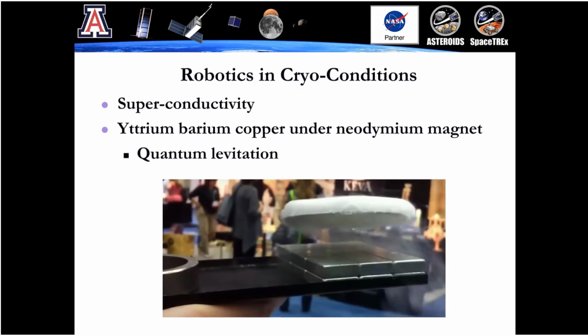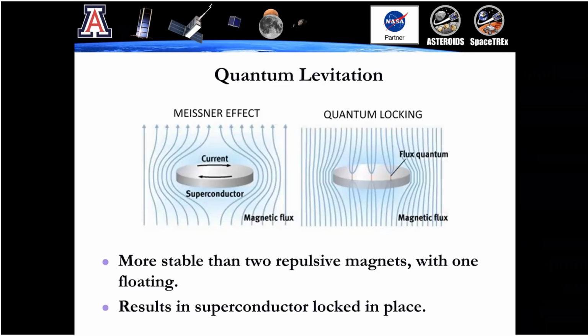Before that, considering that the insides of the module will be at cryo conditions, we need robotics to be able to operate under these very cold conditions. And we expect to use materials such as yttrium, barium, copper under a neodymium magnet to perform quantum levitation. By doing this, we can have our robots literally levitate over the surface of the module and not be in contact with the ground.